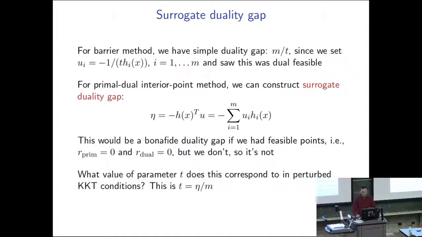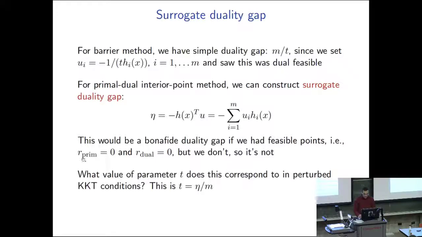As the method proceeds, if we believe the method's doing something reasonable, which it is, it's going to be getting us closer and closer to primal and dual solutions. In particular, it's going to be pushing the dual points closer to feasible. So they're going to be very close to feasible, in which case this surrogate duality gap is going to start looking more like a duality gap. And in fact, when they're feasible, or in the limit they are feasible, this will actually be the duality gap.